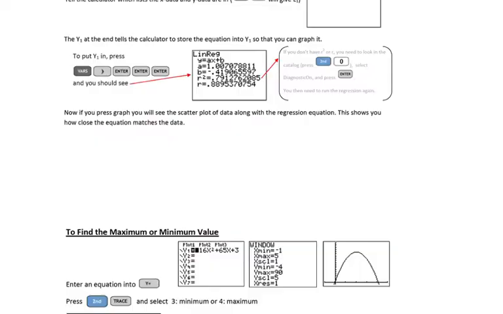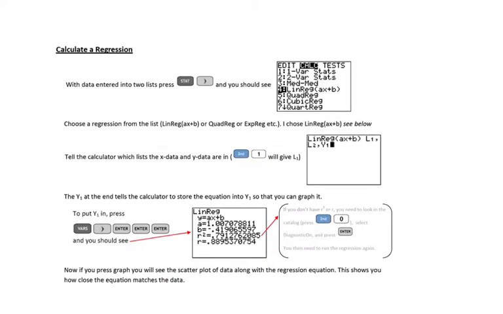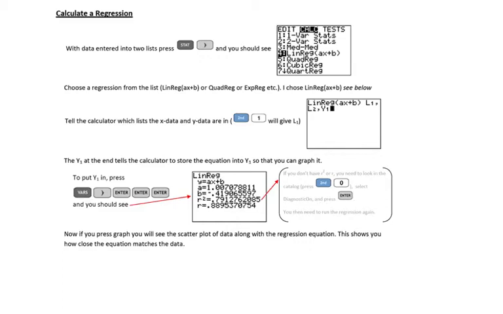So then the next piece says, okay, well now you can calculate the regression once your data is in there by doing your stat and then going over to calc and then going down to calc. You don't actually need to do this part here because it will automatically use your L1 and L2.